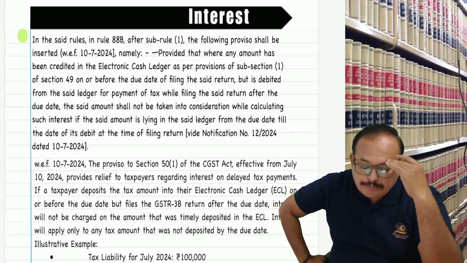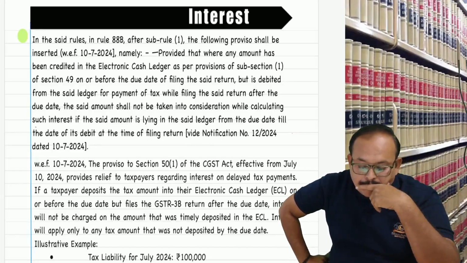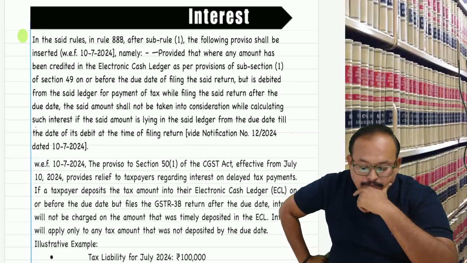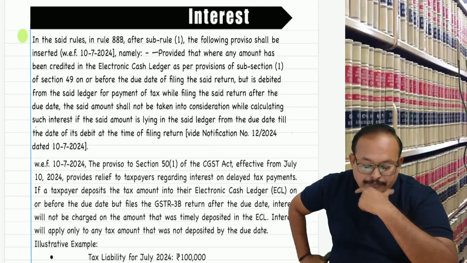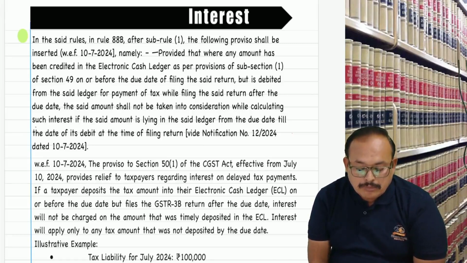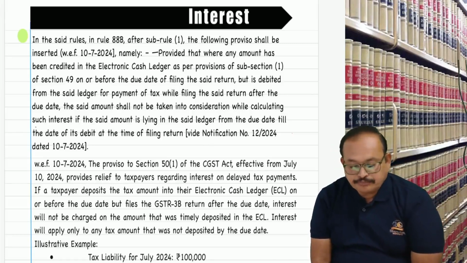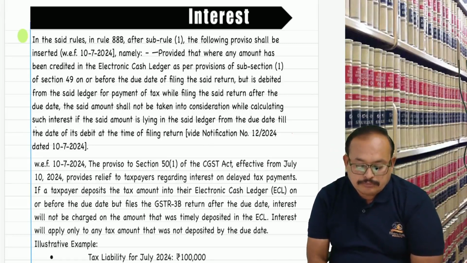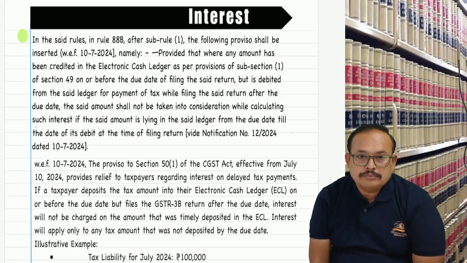with effect from 10/7/2024, namely, provided that where any amount has been credited in the electronic cash ledger as per provisions of subsection 1 of section 49 on or before the due date of filing the said return but is debited from the said ledger for payment of tax while filing the said return after the due date, the said amount shall not be taken into consideration while calculating such interest. The said amount is lying in the said ledger from the due date till the date of its debit at the time of filing return. Notification number 1224 dated 10/7/2024.